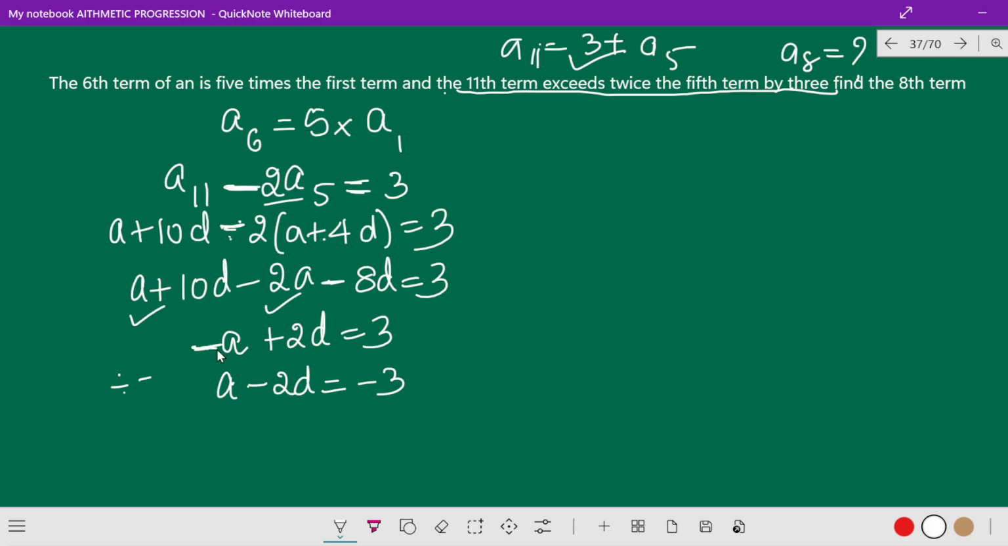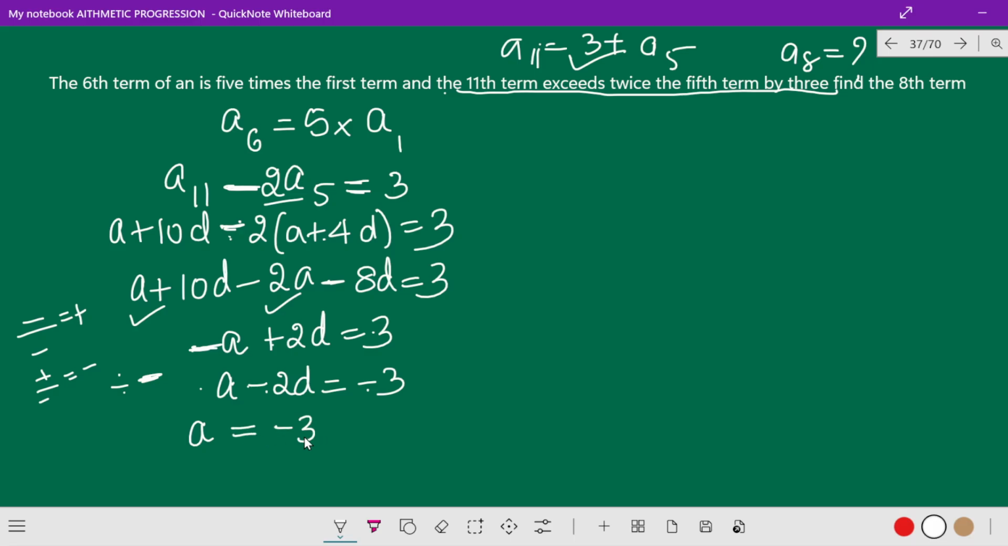Dividing by a minus sign means removing the common minus, where all the signs change. Minus will become plus, plus will become minus. So minus divided by minus becomes plus, and plus divided by minus becomes minus. This is how the sign changes. Now I can solve for a.